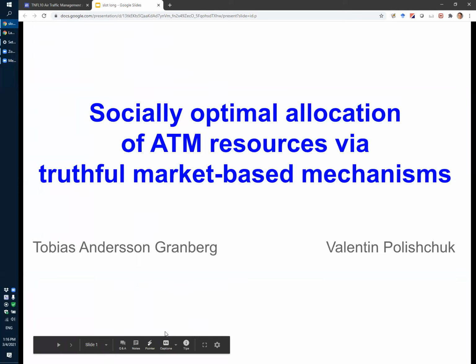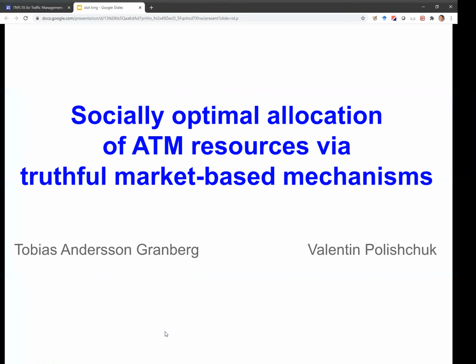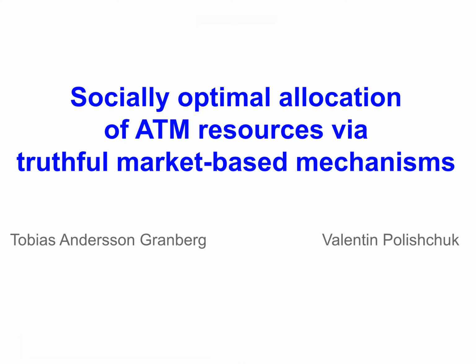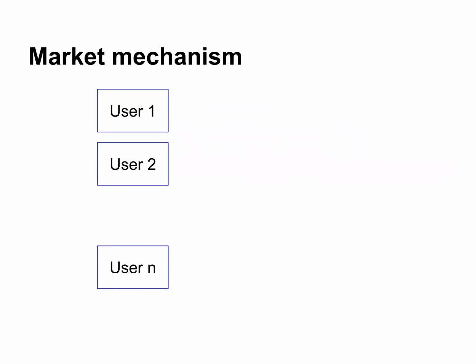And this class is based on a paper that Tobias and I wrote some time ago. It is about resource allocation in air traffic management. But the things we will be talking about today are really very general market mechanisms which work in lots and lots of other places, not only in air traffic management. And we will be looking at some very general questions, in particular understanding why money is needed.